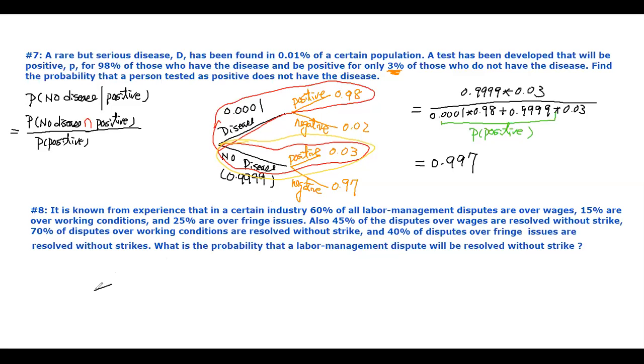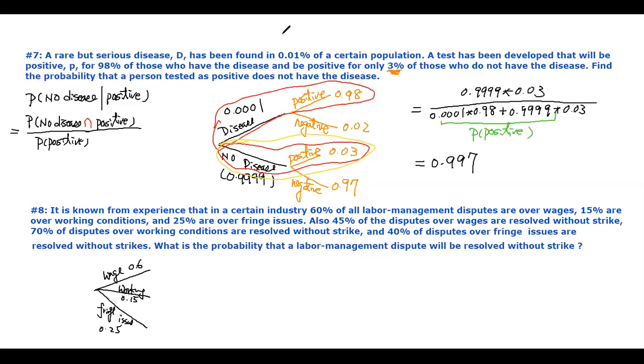Okay, so the first thing here is, I have 3 types of disputes, correct? So 60%, this is what? This is wages, right? So it's 0.6. What is the second one here? This is working conditions, right? What is the percent here? 15%, so it's 0.15. And then what is the last one? It is fringe issues here. What is the percent? 0.25, right? So these are my conditions, right?